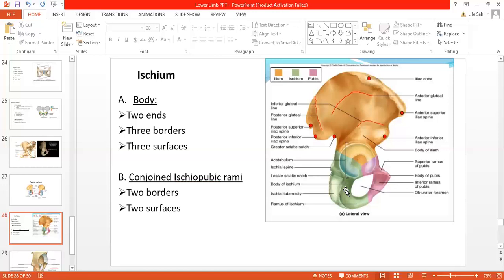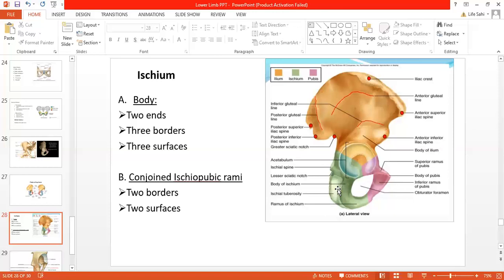Dorsal surface of the body of the ischium is the one that is continuous with the gluteal surface of the ilium. So basically, it is a convex surface that lies in the adjoining area of the acetabular fossa, this one. Then this surface also includes the upper part of ischial tuberosity.